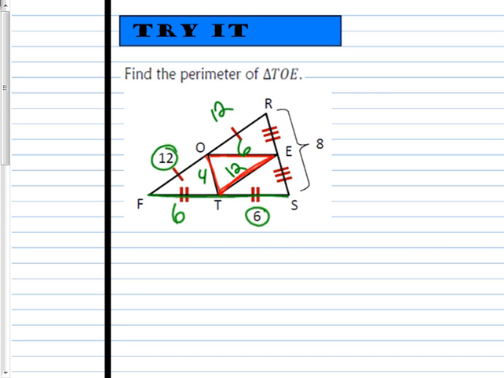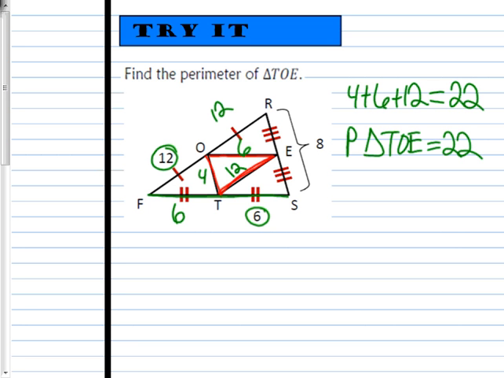So the perimeter is 4 plus 6 plus 12. 4 plus 6 is 10, plus 12 is 22. So the perimeter of triangle TOE is 22.